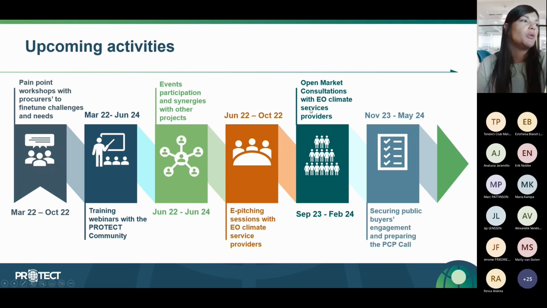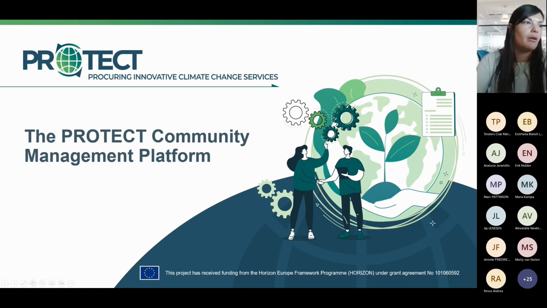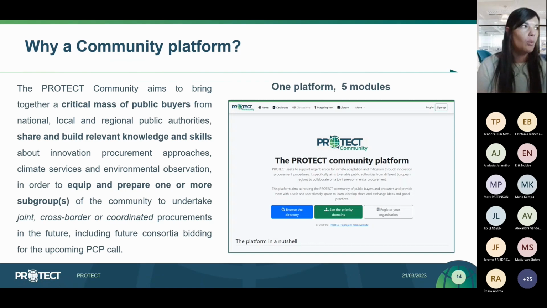So, about the Protect community. Why are we having a community platform? The Protect community first of all aims to bring together this critical mass of public buyers and public authorities from different levels to share and build relevant knowledge and skills about innovation procurement, climate services, and Earth observation, in order to equip you and prepare one or more subgroups of the community to undertake a pre-commercial procurement, or more than one, after the project.